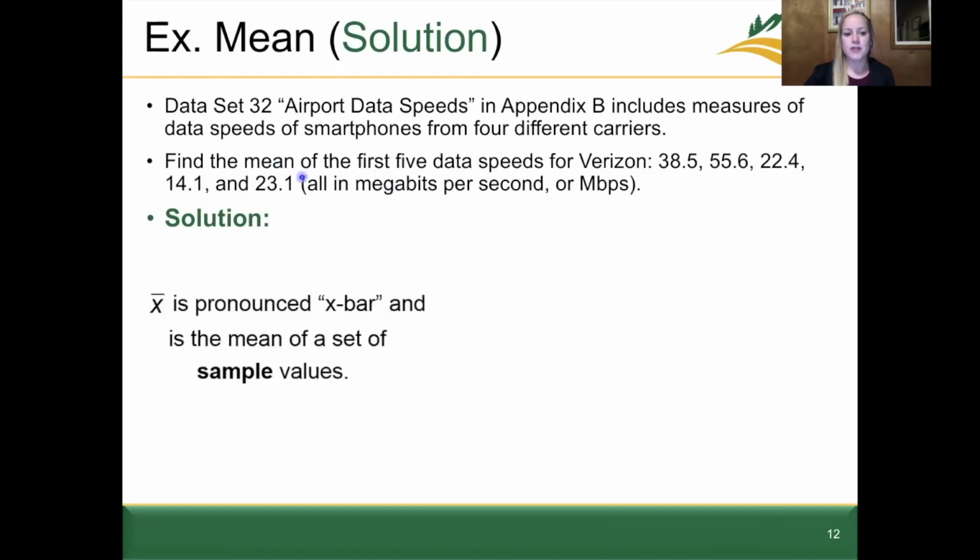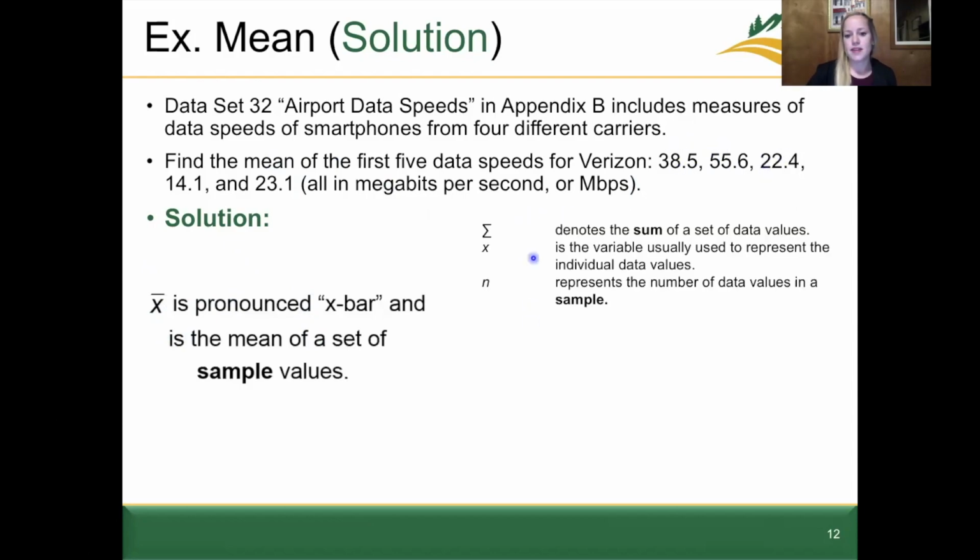To set this problem up, we first want to realize that we want to use x bar and lowercase n in our equation, because here we're just calculating a mean from a set of sample values, not the whole population. I'm listing these symbols and what they mean so you can get more familiar with them. We're using x bar here instead of mu, because mu deals with the whole population, but we're just looking at a set of sample values from a population.